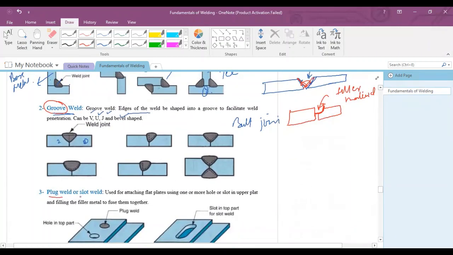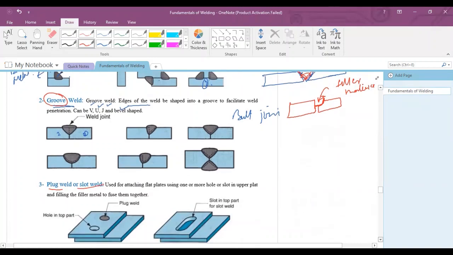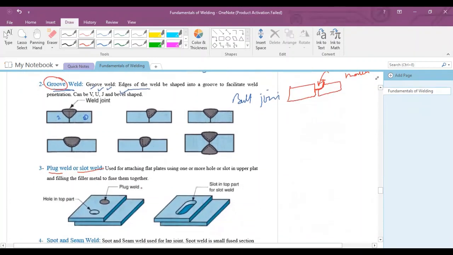Number three is the plug weld or slot weld. Plug weld or slot weld is performed to join two flat plates. If you want to join two flat plates, or if you want to make lap joints, you can use plug weld or slot weld. If you have two options, you can join from this surface or from this surface. But if you have two holes over the plate, you can join with the help of the slot weld. You can fill this filler material inside this hole and join it. This is slot and this is hole.